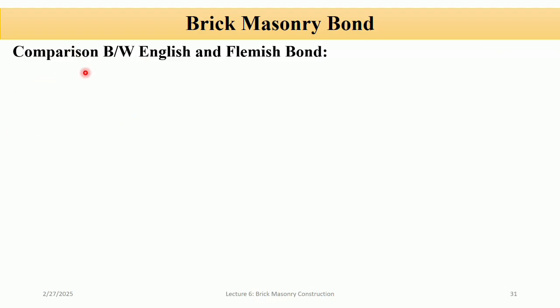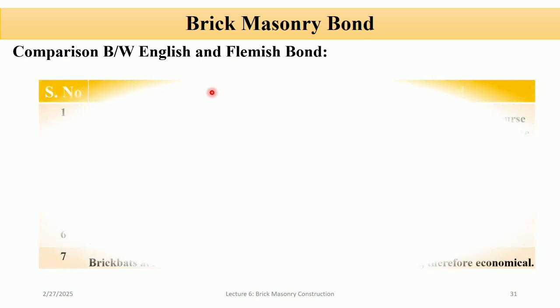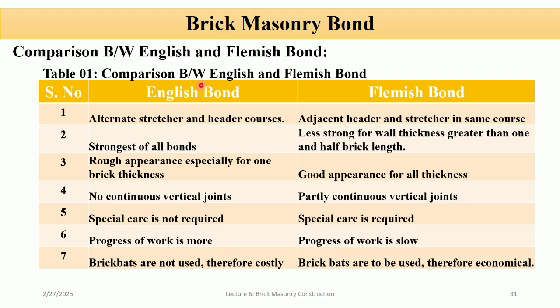So now let's discuss the comparison between English and Flemish bond. You can see in the table that this is the English bond and this is the Flemish bond. In English bond, alternate stretcher and header courses are provided, and in Flemish bond, in the same course we provided alternate headers and stretchers. English bond is the strongest of all bonds, and Flemish bond is less strong for wall thickness greater than 1.5 brick length. The third comparison is appearance: English bond has a rough appearance, especially for greater brick thickness, and Flemish bond has good appearance for all thicknesses. Number four comparison: no continuous vertical joints in English bond, partly continuous vertical joints in Flemish bond.